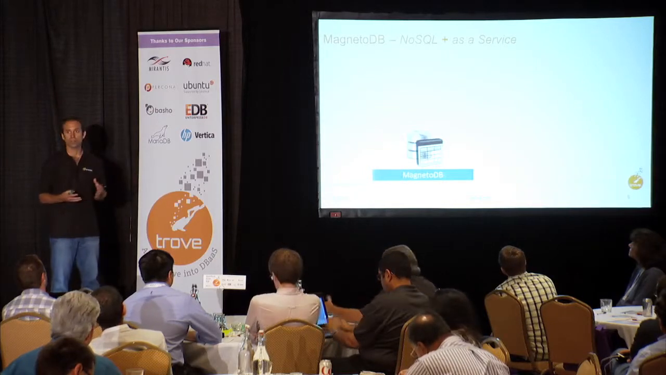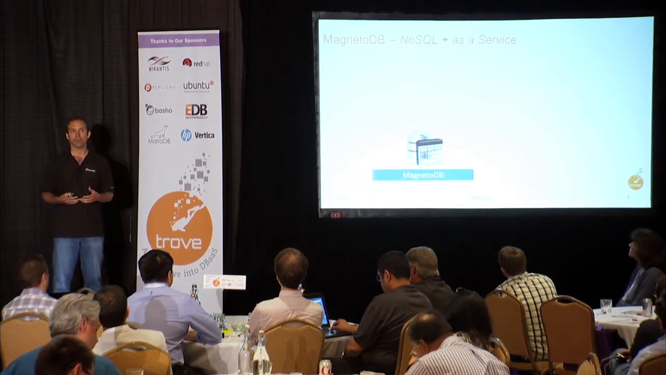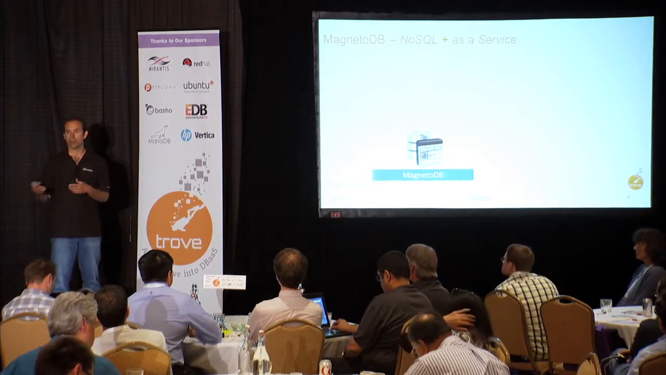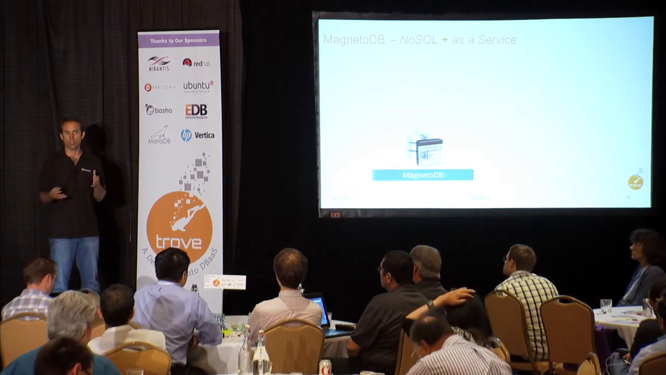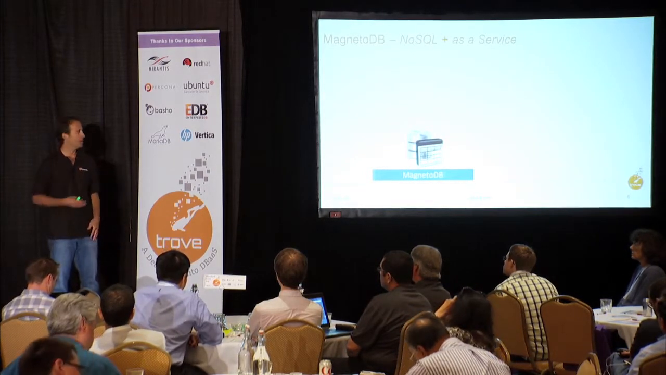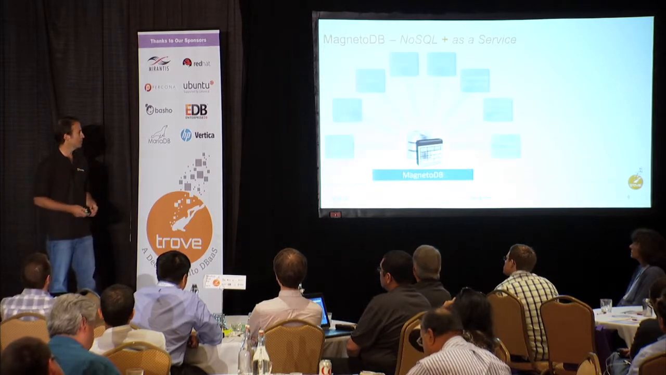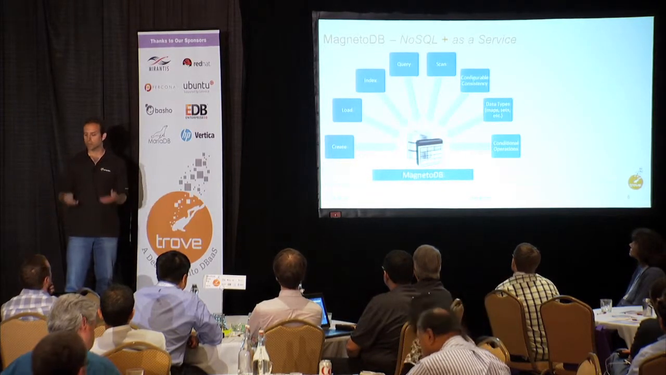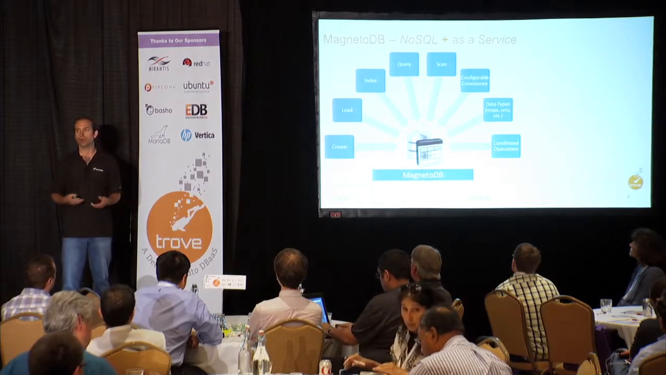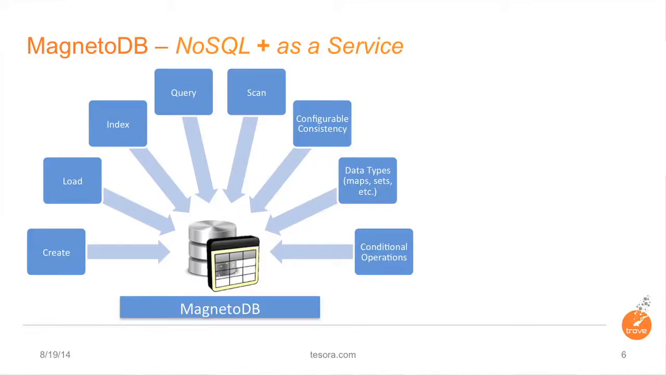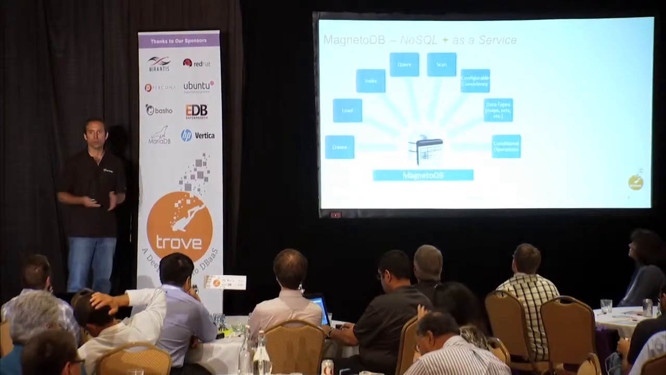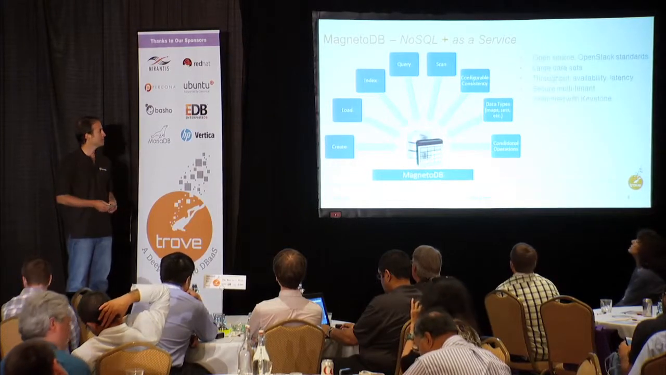So the way it works is that me as an application team, if I want to store some data, I go to Keystone, I authenticate, and then I go off to MagnetoDB, and I create a table. I don't have to provision anything. I don't have to define anything. I just go off and I create this table. And once I have the table, I can start to do things like load it with data. I can do queries against it. I can make decisions about what level of consistency I want, different kinds of data types like maps and sets. And again, without worrying about what the database itself is.